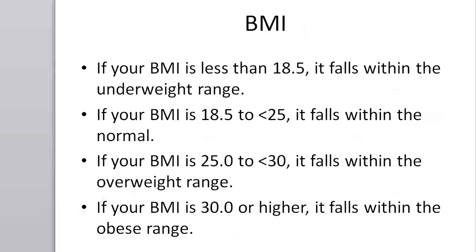And this next slide just tells you where your BMI would be and what range it falls in regarding your weight. So if your BMI is less than 18.5, it falls within the underweight range. If your BMI is 18.5 to less than 25, you're within the normal weight range. Anything 25 to 30 falls within the overweight range, and anything over 30 falls into the obese range.